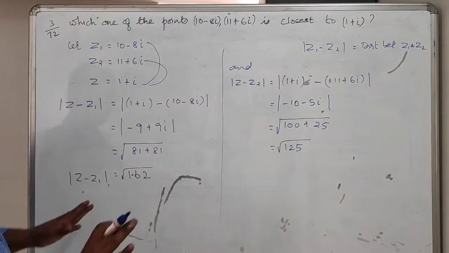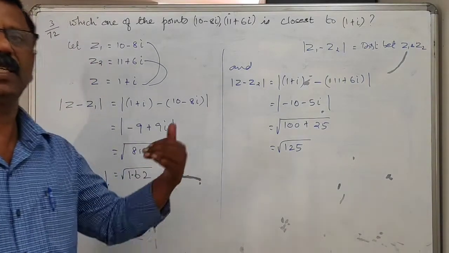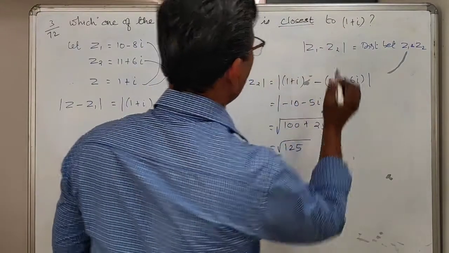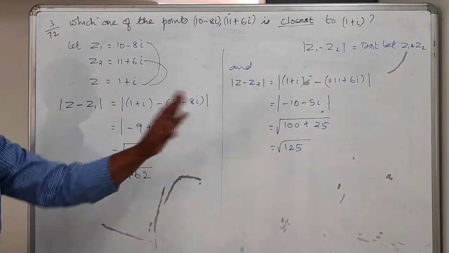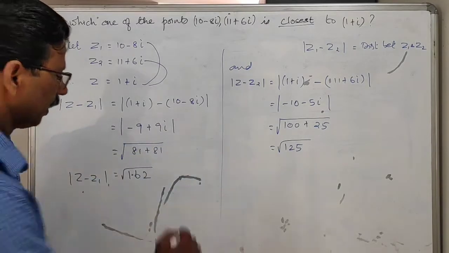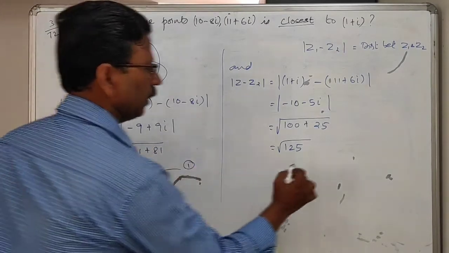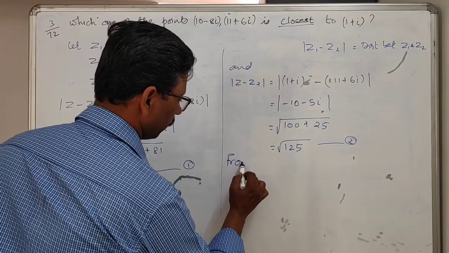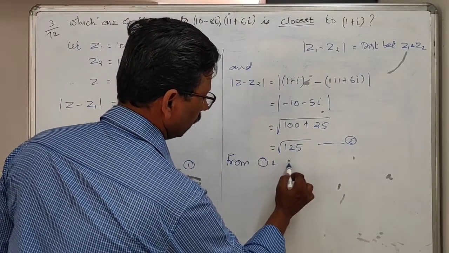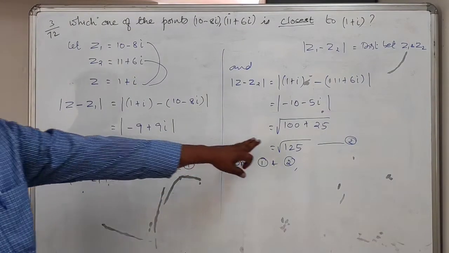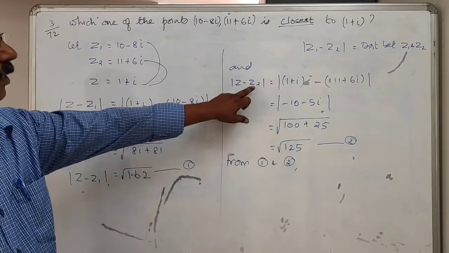162. Here the thing is you have to check which is shortest distance. Here closest they are asking means among these two you have to find out the smallest value. Which is smallest? This is smallest. Therefore, you can take this as result number 1. This is result number 2. Therefore, from 1 and 2, we can write which is the closest? This one. That is Z2.